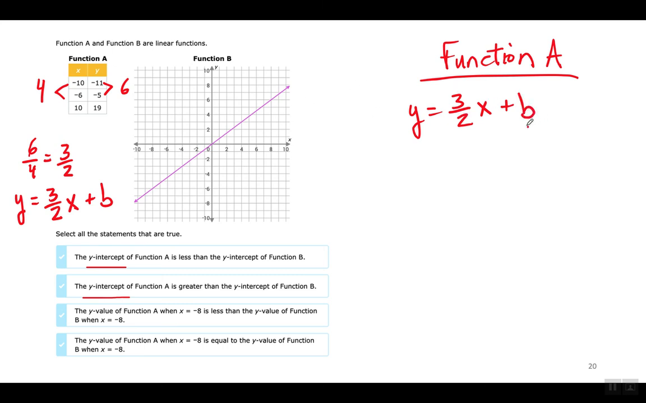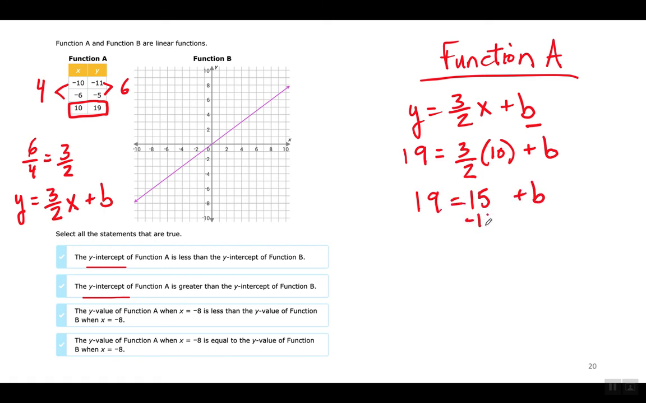So to find the y-intercept, let's substitute, I don't know, 10 and 19 for x and y. Para encontrar el y-intercept voy a sustituir 10 y 19 para x y y. So over here, 10 divided by 2 is 5. 5 times 3 is 15. 10 dividido por 2 me da 5. 5 por 3, 15. Alright, so that means that the y-intercept is going to be 4. El y-intercept es 4. So this is my equation.